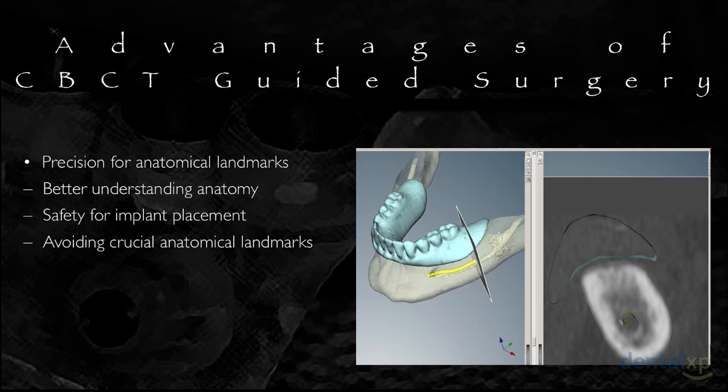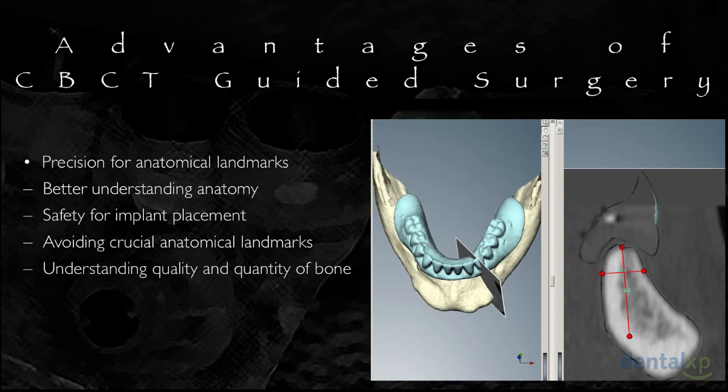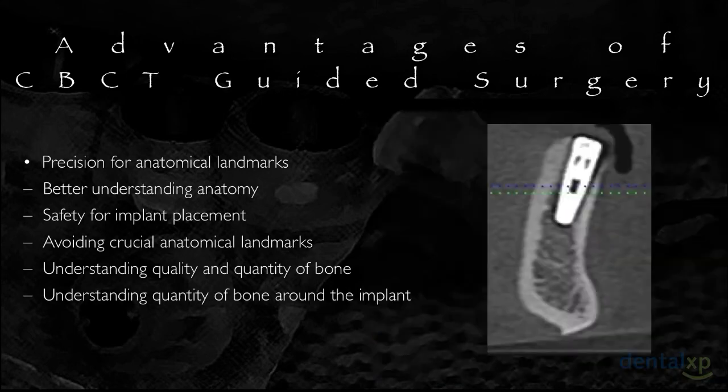for safer implant placement. And it also allows us to understand the quality and the quantity of bone. Understanding the quantity of bone around the implant, so we know how much bone is actually around the implant. There have been studies in regards to stability of bone around an implant, and one of the issues is understanding the quantity of bone to have that stability, and at least we know precisely how much bone is around it.